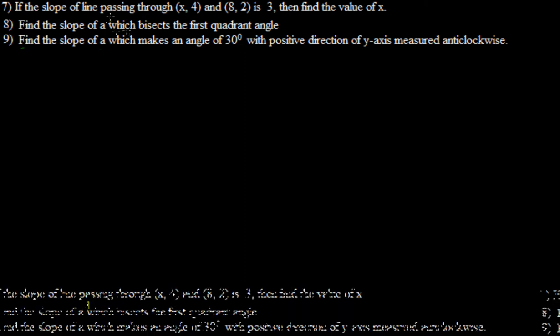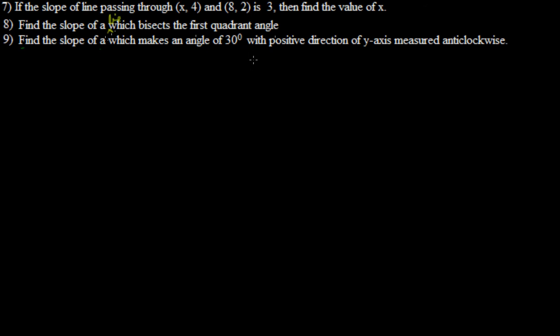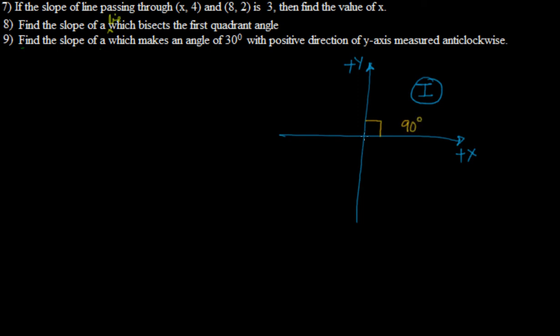Find the slope of a line which bisects the first quadrant angle. So let us say this is our 4 quadrants. This is the first quadrant, and this is the positive direction of x-axis, positive direction of y-axis. And what we want is the slope of a line which bisects the first quadrant angle. What is the quadrant angle? 90 degrees. If a line is bisecting it, then it should be 45 degrees. So this angle should be 90 by 2 equal to 45. We know theta equal to 45 degrees.